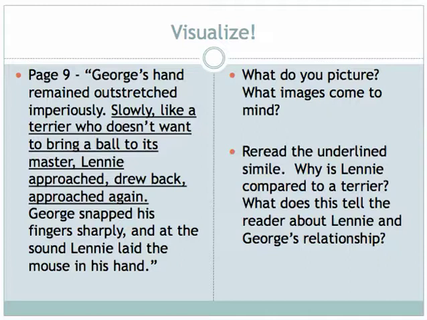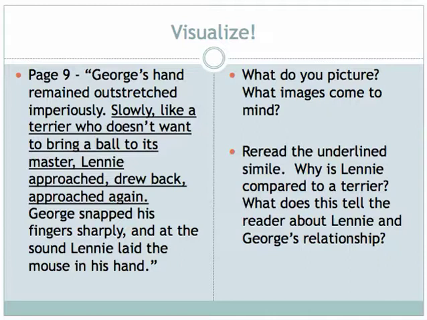The second question says, reread the underlined simile. Why is Lenny compared to a terrier? What does this tell the reader about Lenny and George's relationship? The underlined sentence says, slowly, like a terrier who doesn't want to bring a ball to its master, Lenny approached, drew back, approached again.